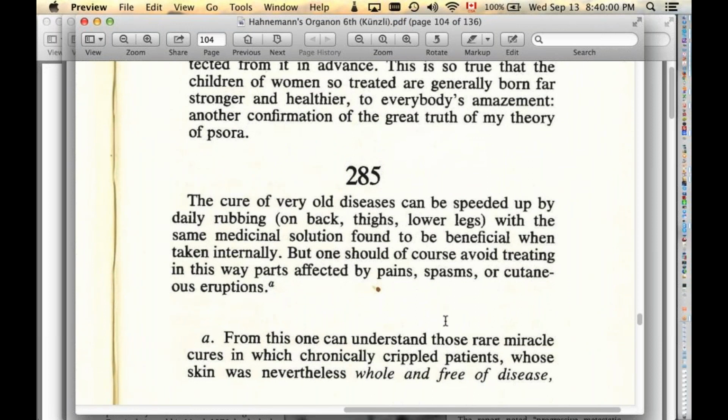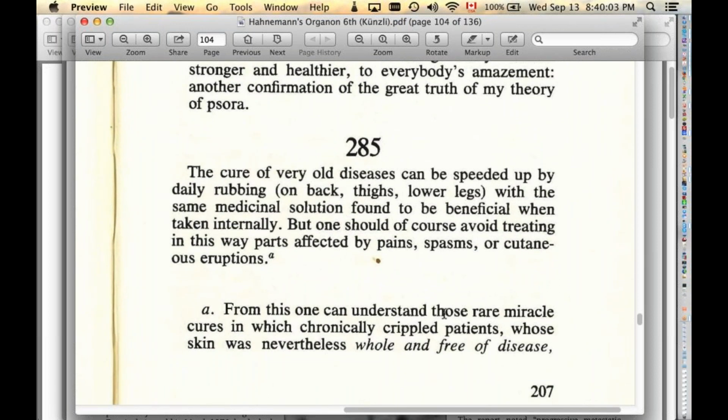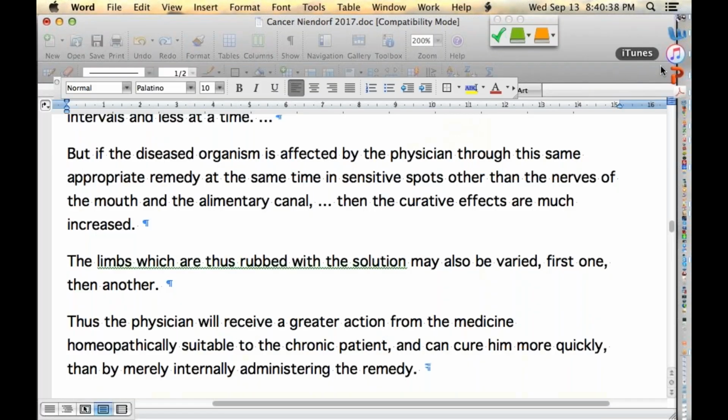Hahnemann says the cure of very old disease can be sped up by daily rubbing on the back, thighs, and lower legs. Basically, in chronic disease, you do one limb a day, and you change limb every day, with the same medicinal solution found to be beneficial when taken internally. But one should, of course, avoid treating the part where the cancer is. The idea is to use the remedy to increase the impact of the remedy on the patient. So that's what I was showing you here.